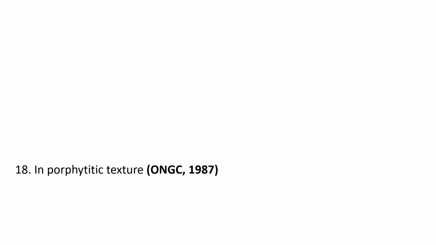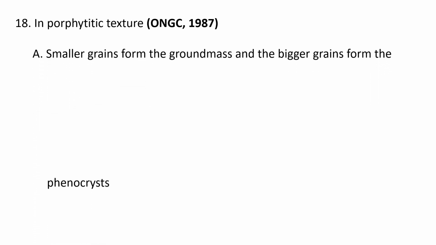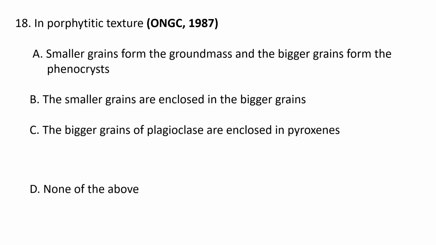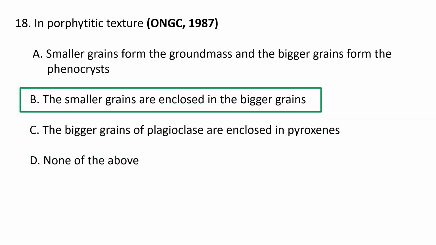Next question. In porphyritic texture, A. Smaller grains form the ground mass and the bigger grains form the phenocryst. B. The smaller grains are enclosed in the bigger grains. C. The bigger grains of plagioclase are enclosed in pyroxenes. And D. None of the above. Porphyritic texture is an igneous rock texture in which large crystals are set in a fine-grained or glassy ground mass. Porphyritic textures occur in coarse, medium, and fine-grained igneous rocks, and usually the larger crystals are known as phenocrysts. They are formed earlier in the crystallization sequence of the magma.